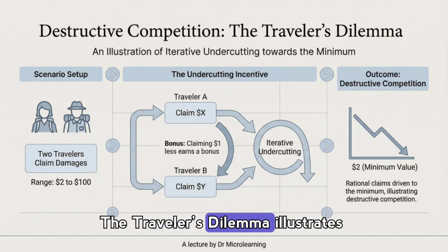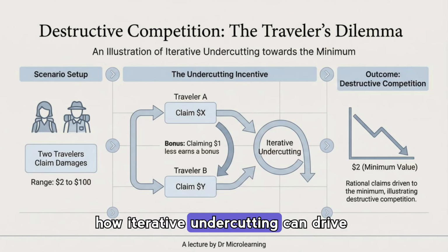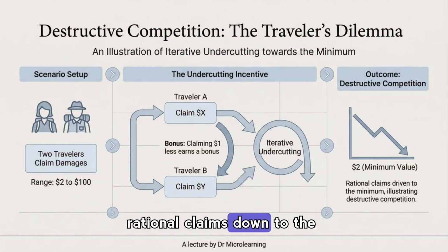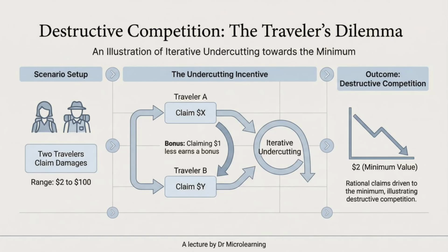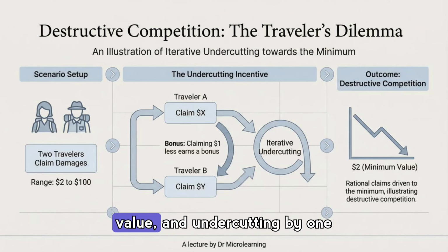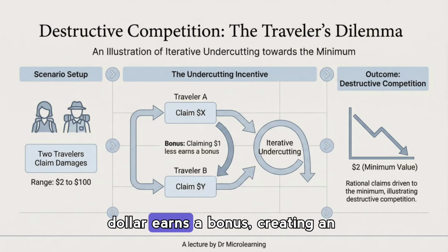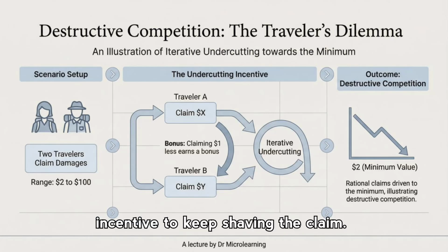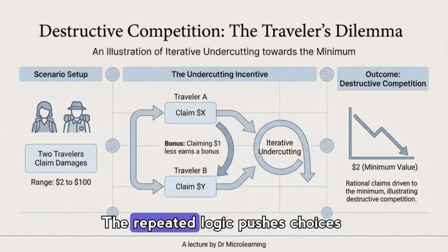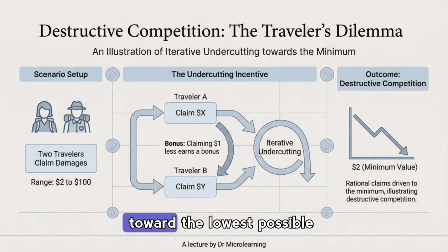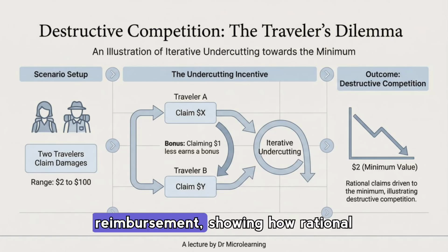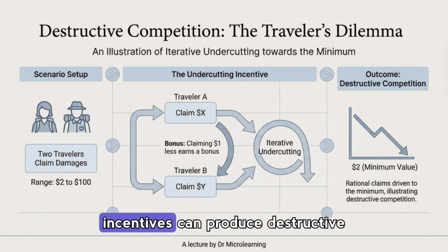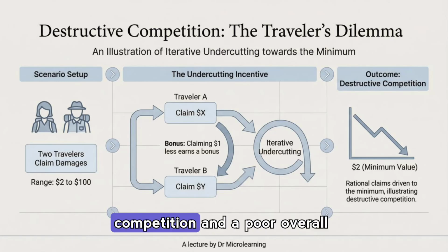The traveler's dilemma illustrates how iterative undercutting can drive rational claims down to the minimum. Two travelers independently claim a compensation value, and undercutting by $1 earns a bonus, creating an incentive to keep shaving the claim. The repeated logic pushes choices toward the lowest possible reimbursement, showing how rational incentives can produce destructive competition and a poor overall outcome.